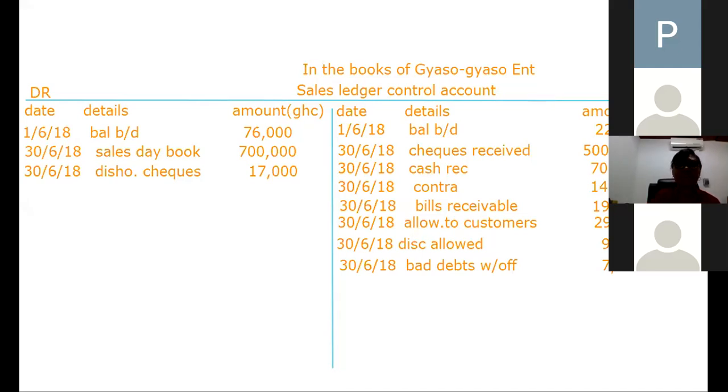Let's hurry up. I have another class. Refund to customers for overpayment. So where will it be? Debit side of the sales ledger control account. Refunds to customers. How much is it? 20,000.